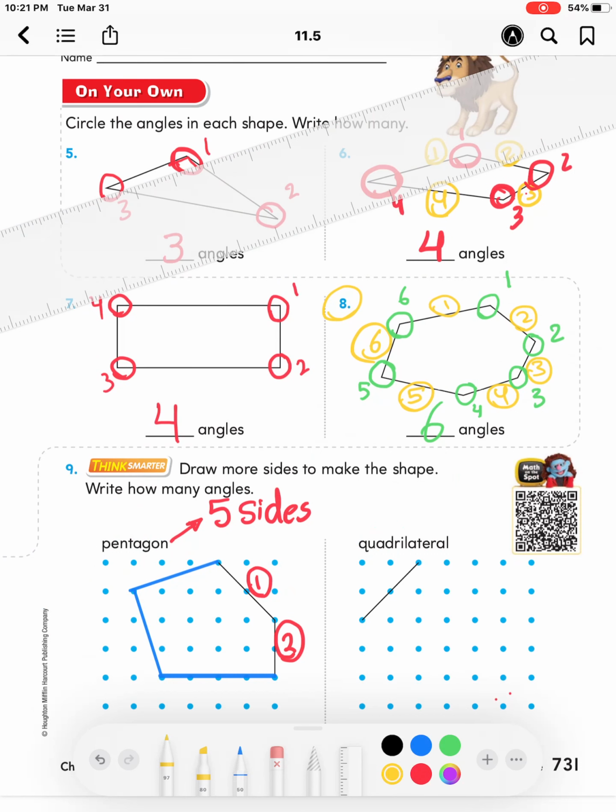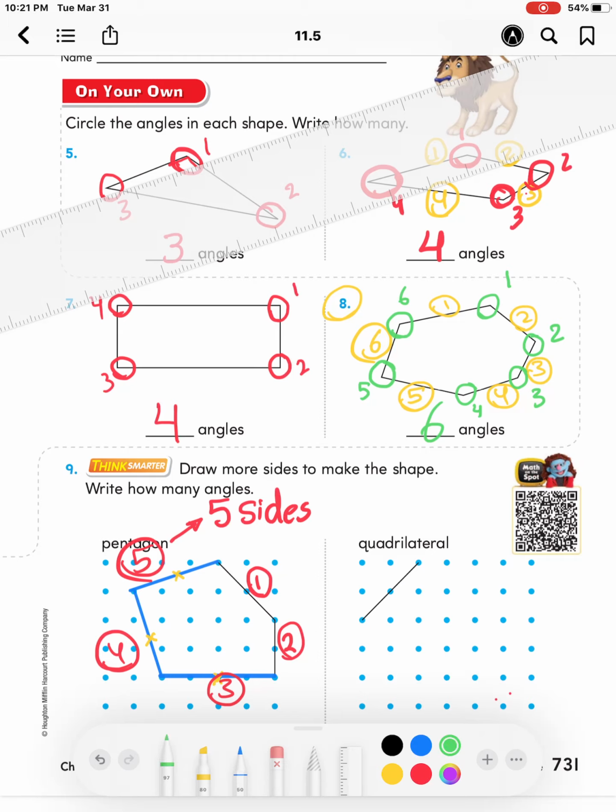Now here we draw how many more sides? This side, and this side. So now we have how many sides? Actually, this is 2, so you can see it clearly. Okay, so we have 1, 2, 3, 4, and 5. 5 sides. So here we have a pentagon.